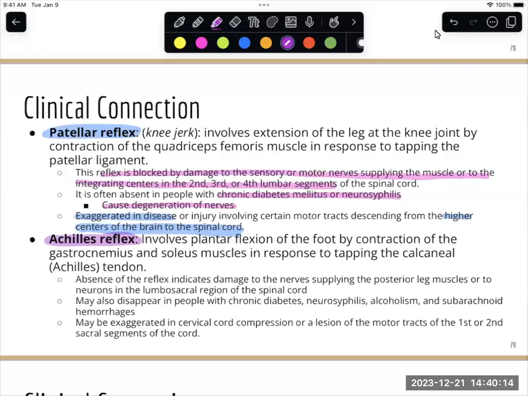If this reflex is absent, there could be damage to the nerves going to that Achilles tendon or that lumbosacral region, because this is coming out of the back of the leg. So it's that sacral plexus. Again, chronic diabetes, neurosyphilis, alcoholism. A subarachnoid hemorrhage. This is where blood gets into that subarachnoid space. And again, they can be exaggerated as well. Maybe because there's compression of that cervical spinal cord. Something happening with those motor tracts.